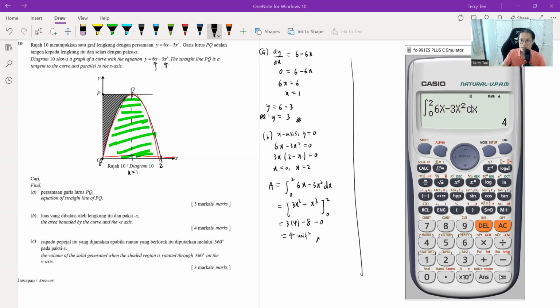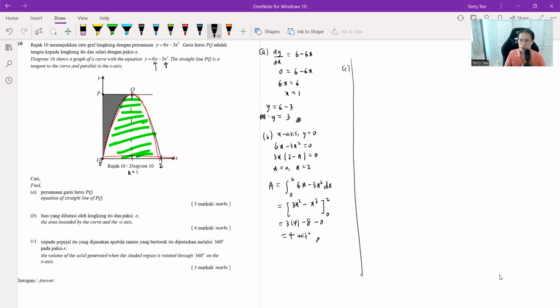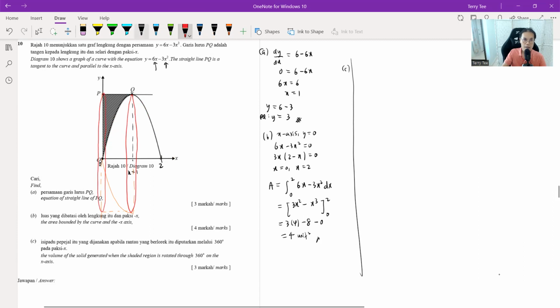Okay, next one. C. Find the volume of solid generated when the shaded region is rotated 360 about the x-axis. Okay, I'm going to rub this off. Here's a shaded region. We know this is 1. When you rotate 360 about the x-axis, let me just draw. Imagine you have a mirror image here. Let me just extend here. It looks like this, not 100%. Now let's draw a curve like this.